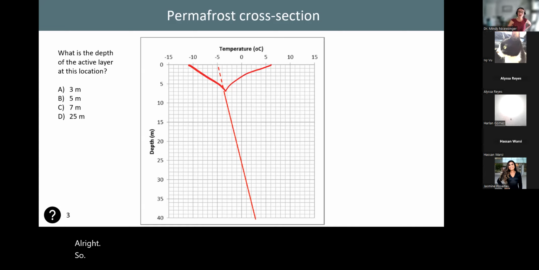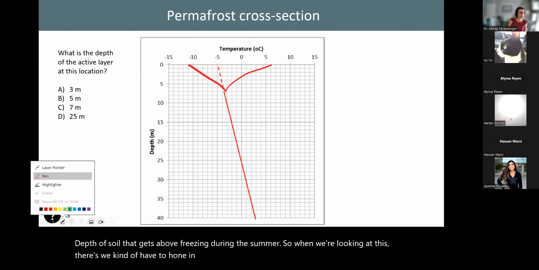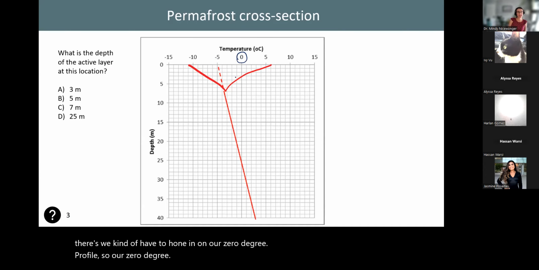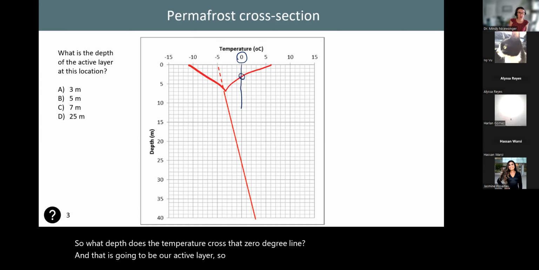So the active layer is the depth of soil that gets above freezing during the summer. When we're looking at this, we have to hone in on our 0-degree profile. Our 0 degrees C, which is freezing, is this line here. So what depth does the temperature cross that 0-degree line? That is going to be our active layer. In this case, it's right here.